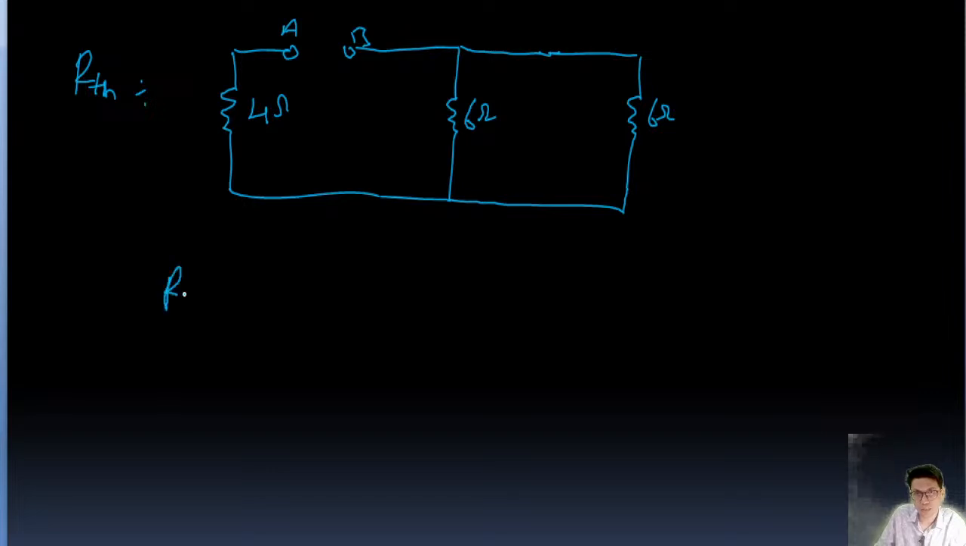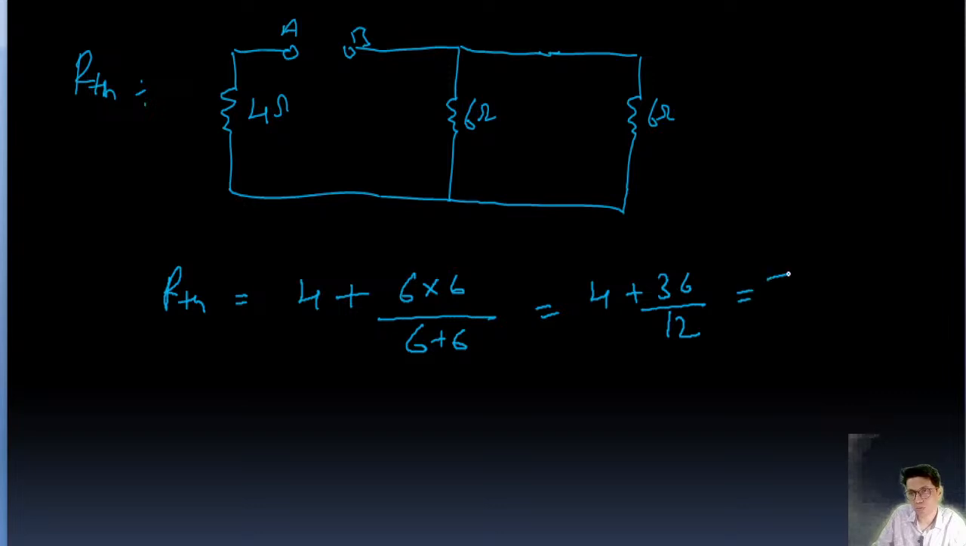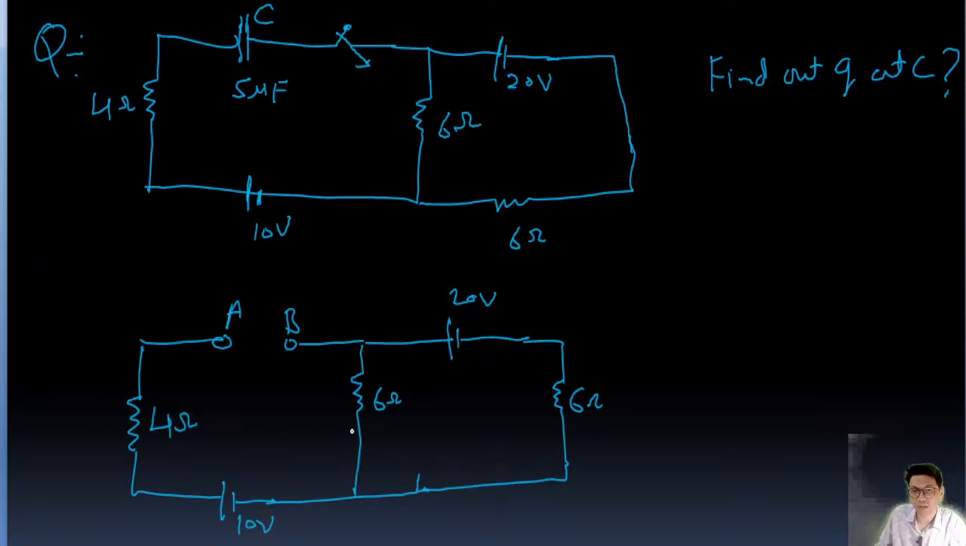So R Thevenin is going to be 4 plus, these are in parallel, means 6 into 6 upon 6 plus 6, right? So this is going to be 4 plus 36 upon 12, so this is going to be 7 ohm. So we have got R Thevenin. Very simple, right? Now in this loop, we'll use this circuit again. I'm not going to redraw it.